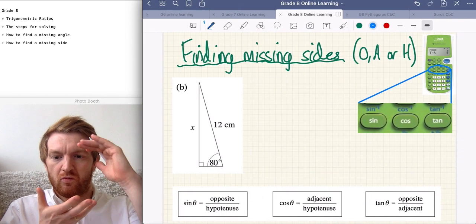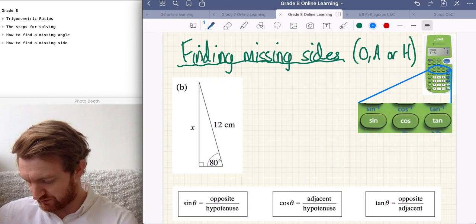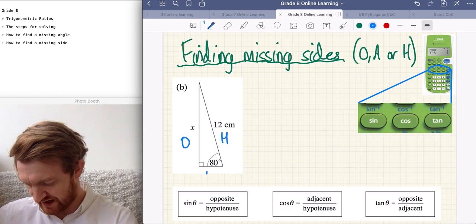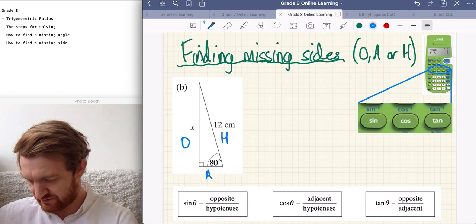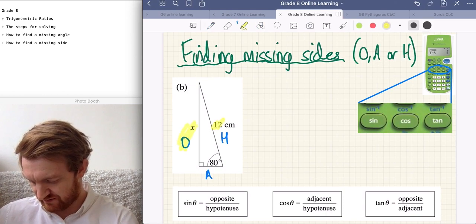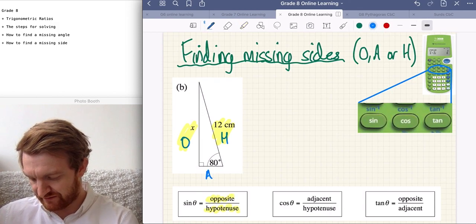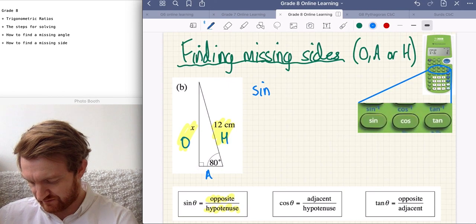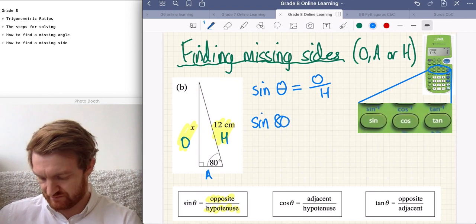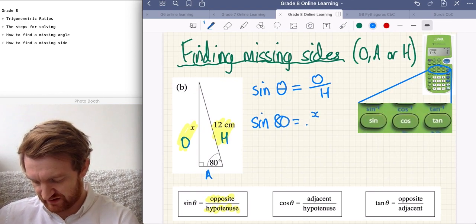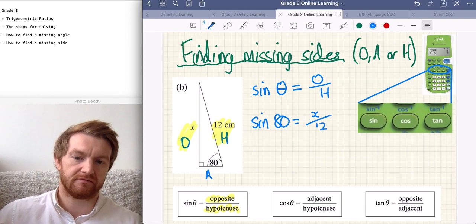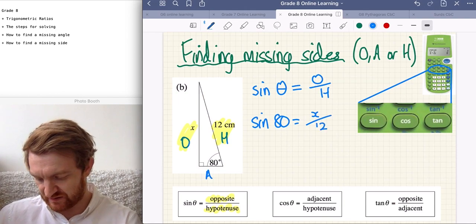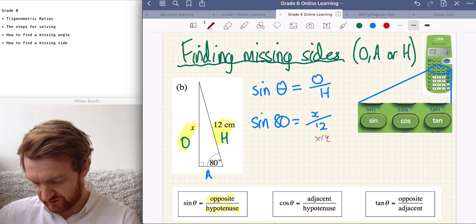Let's do a whole question on one page. Let's label. We've got opposite, hypotenuse, and adjacent. We're going to use opposite and hypotenuse. Choose our formula. Sine of the angle is opposite over hypotenuse. We know the angle is 80 degrees. We know the opposite is x. We know the hypotenuse is 12. So we can multiply both sides by 12, or the denominator I should say.